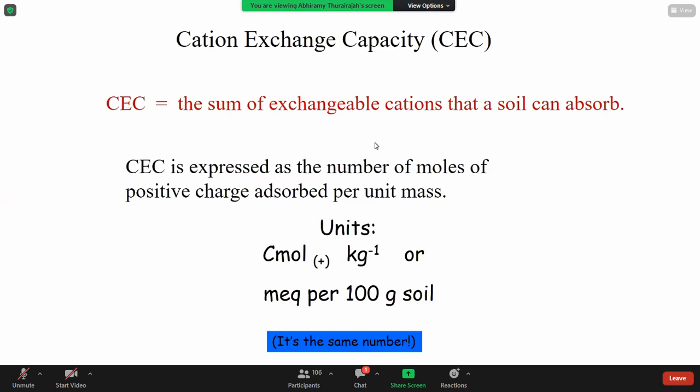Cation exchange capacity means the sum of the exchangeable cations that the soil can absorb. That is the cation exchange capacity. Sum, total exchangeable cations that the soil can absorb. Okay? Here the CEC is expressed as the number of moles of positive charge, centimole positive per kilogram, or milliequivalent per 100 grams of soil. It's important, right? The unit of CEC is centimole positive per kilogram or milliequivalent per 100 gram.